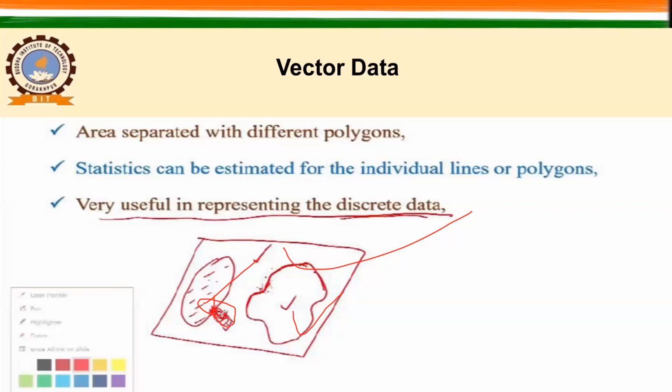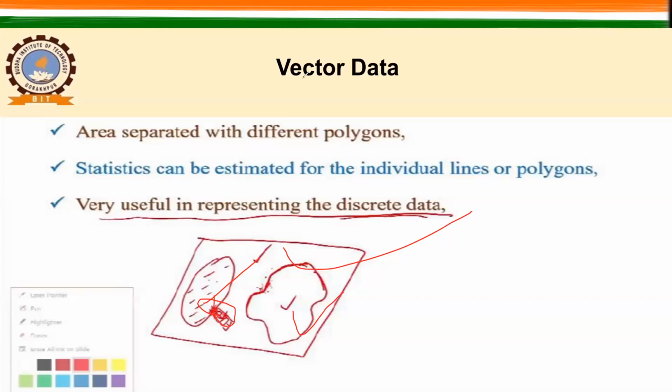But in case of continuous data, raster is good because you will have pixels here, and it doesn't matter how many pixels are coming here and there. So you can always represent the continuous data better with the raster data and discrete with the vector data. So that is the advantage when you are dealing with the vector and the raster data.